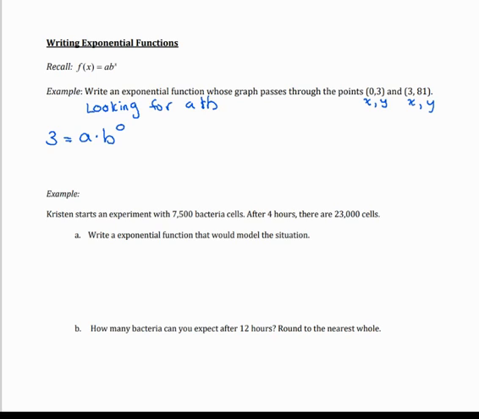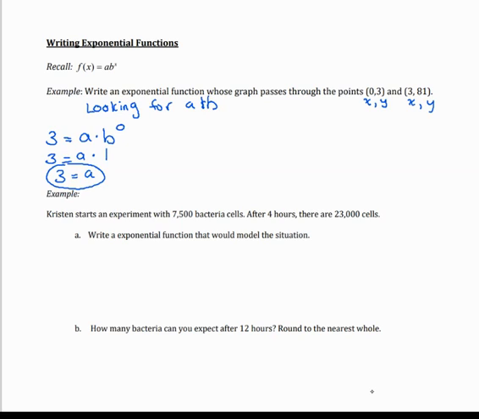Now, this is super handy that they gave me the ordered pair with an x of 0, because what is b to the 0 power? Anything to the 0 power is 1. So what happens right there is that our b is canceled, and we can find right there and then that a equals 3. Well, how am I going to go find b?